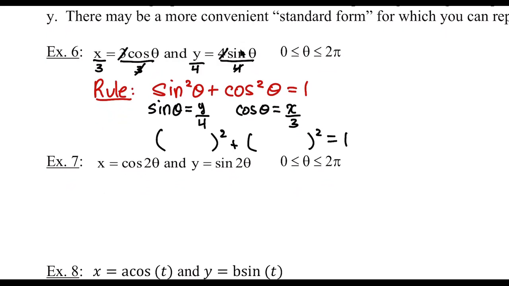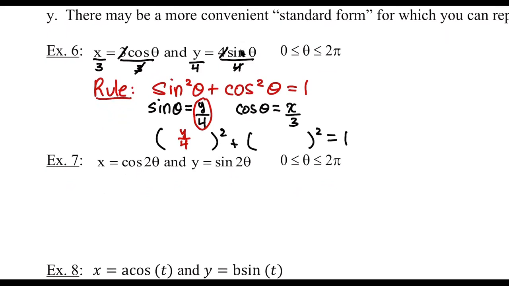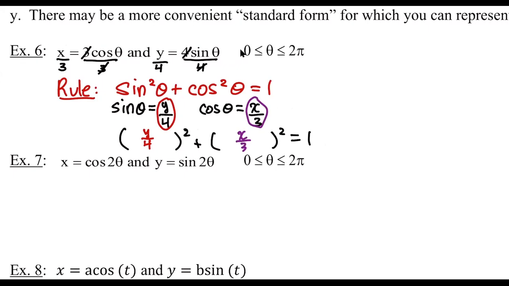Because I can pop this guy in right here, make it y over 4, replacing the sine with just a y over 4. And then I can pop this guy in. Let me see, I'm gonna go purple for those keeping score at home. We have x over 3. All right. Now you may look at this and say, I still don't know what this is the equation of. And your instinct might be to solve for y in terms of x. That's fine. You can do that. There is a slightly more advantageous way of handling this.